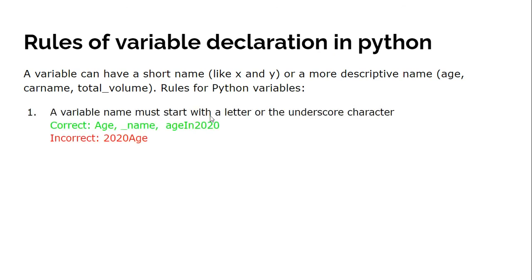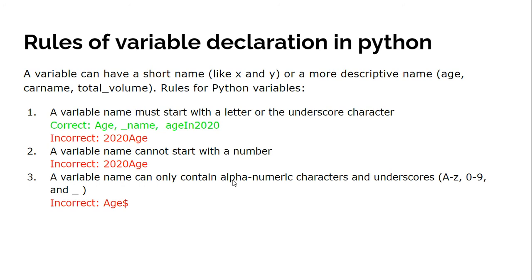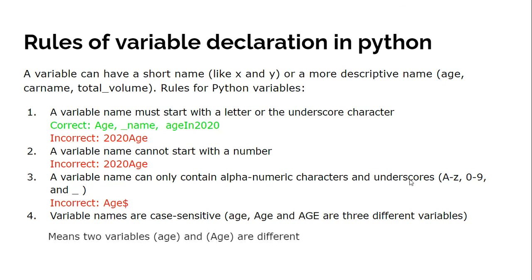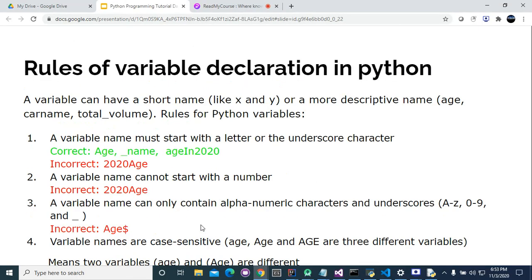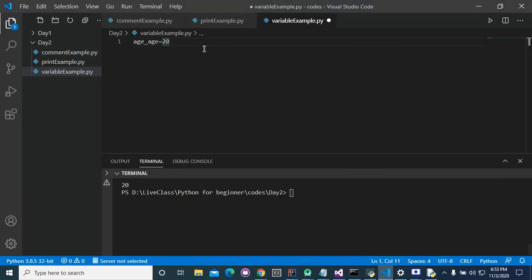Okay, I am moving on. Rules of variable declaration. A variable name must start with a letter or the underscore character. A variable name cannot start with a number. A variable name can only contain alphanumeric characters and underscores. And I have one point I missed. Variable names are case sensitive. What is the meaning of case sensitive? It means if you write age equal to 20 and Age is equal to 20, these are different.